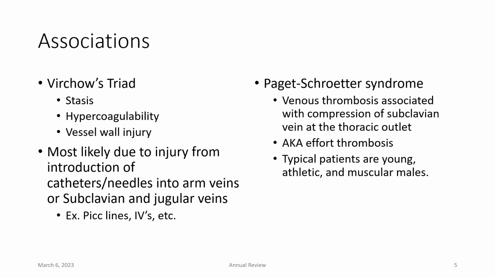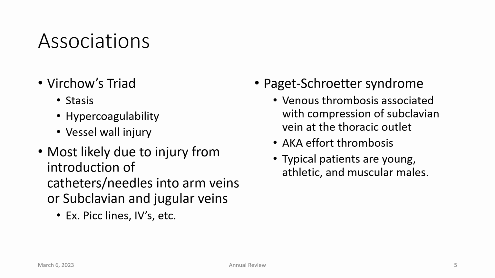And then finally, in the upper extremity, because we are accessing those veins much more frequently, or the physicians are, that vessel wall injury is much more common a cause of our upper extremity venous thrombosis. So things like catheters, needles to our arm veins, or our subclavian veins, such as PICC lines, IVs, etc., those are all going to put a patient at higher risk, especially if they're hypercoagulable for a thrombus in the upper extremity. Another association is Paget-Schroeder syndrome.